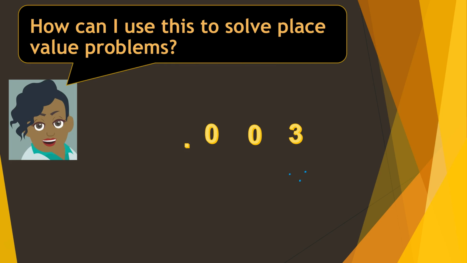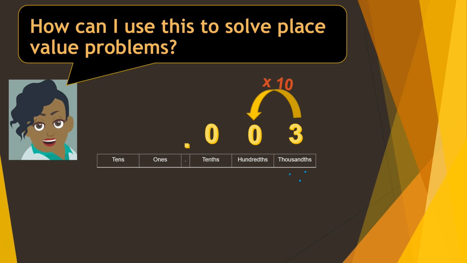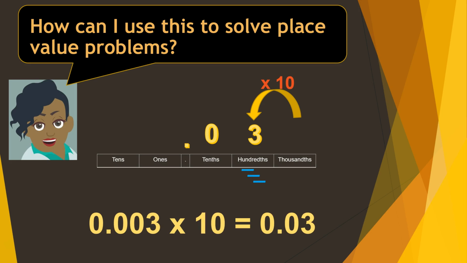So let's use this to solve a new problem. Let's say we begin with 3 thousandths, and we move the 3 one place to the left to the hundredths place. This is the same as multiplying by 10. Each of the thousandths are 10 times bigger when we move left. We have 3 hundredths now. We can record this with an equation. 3 thousandths times 10 is equal to 3 hundredths.